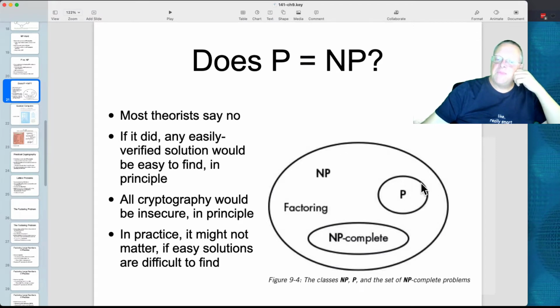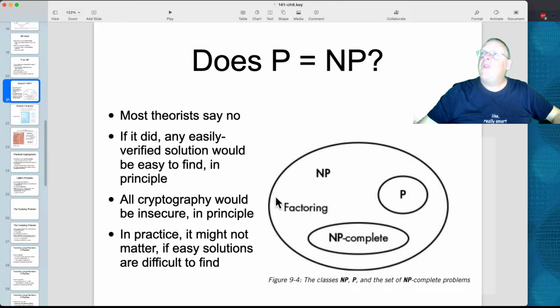P is a small group of problems that you can solve easily. NP is the problems where you can at least tell when you find the answer, and that's a big problem. And then the NP-complete ones are the hardest, and there are problems like factoring that are not as hard as the hardest, but they're still pretty hard, and they're not in P. This is the way most people think it is.